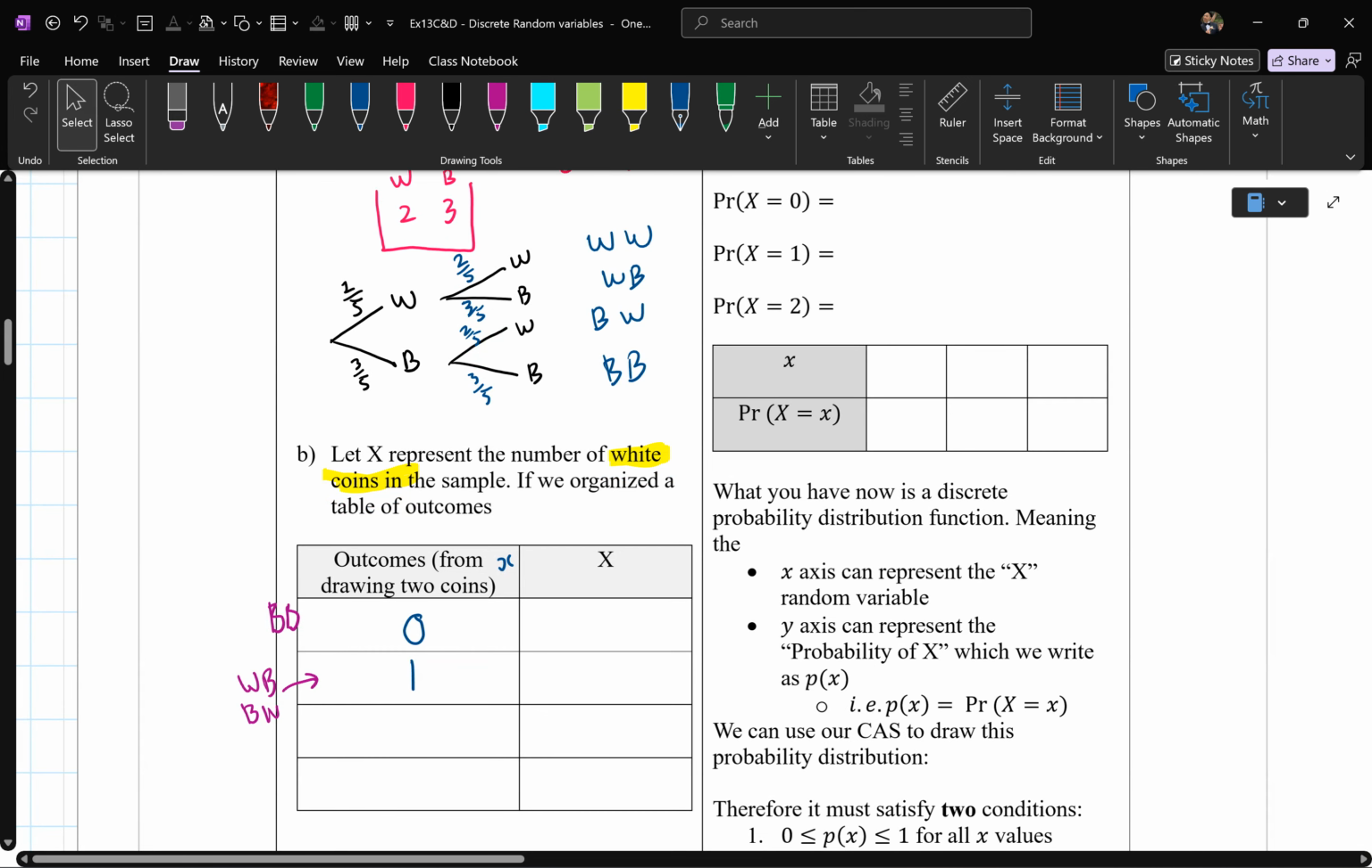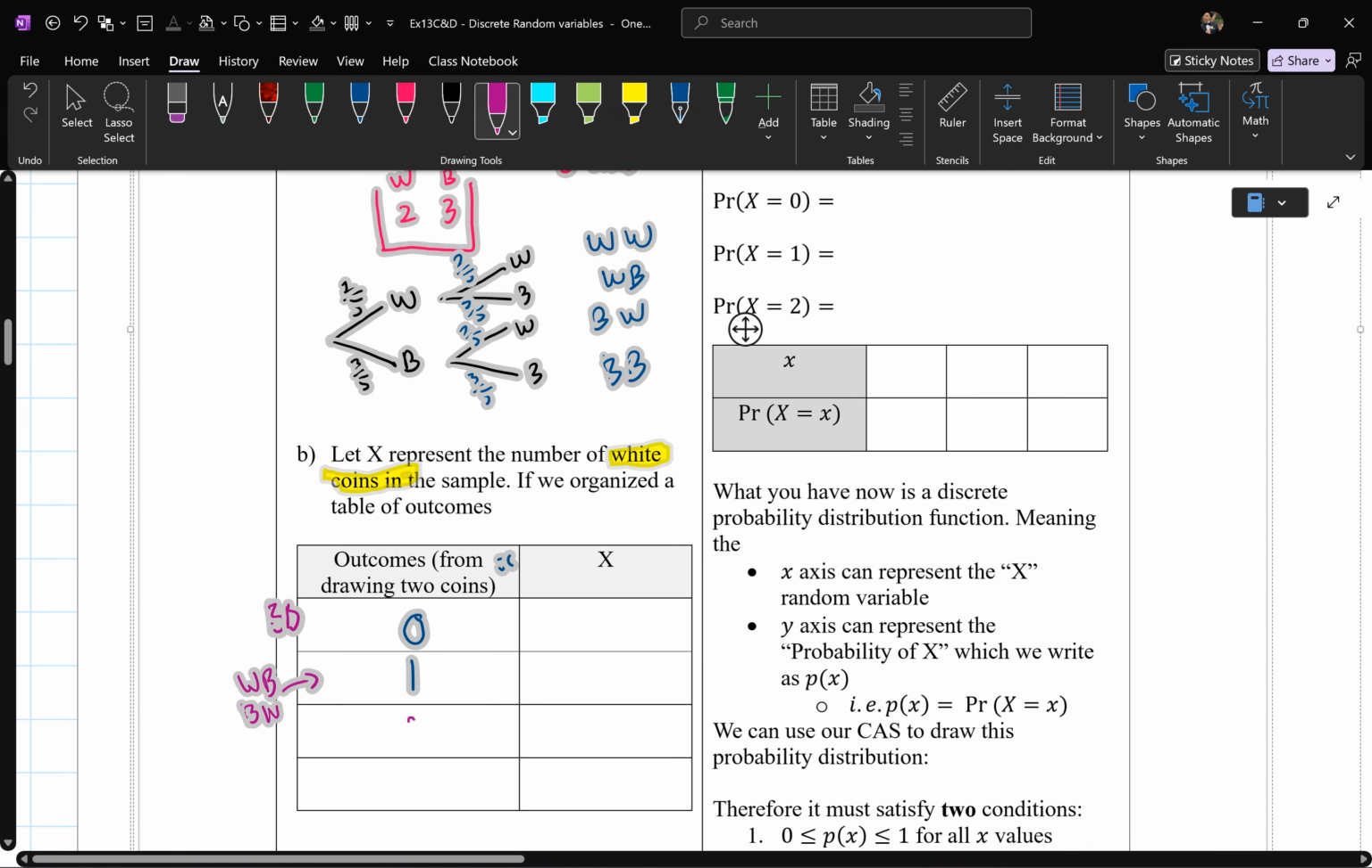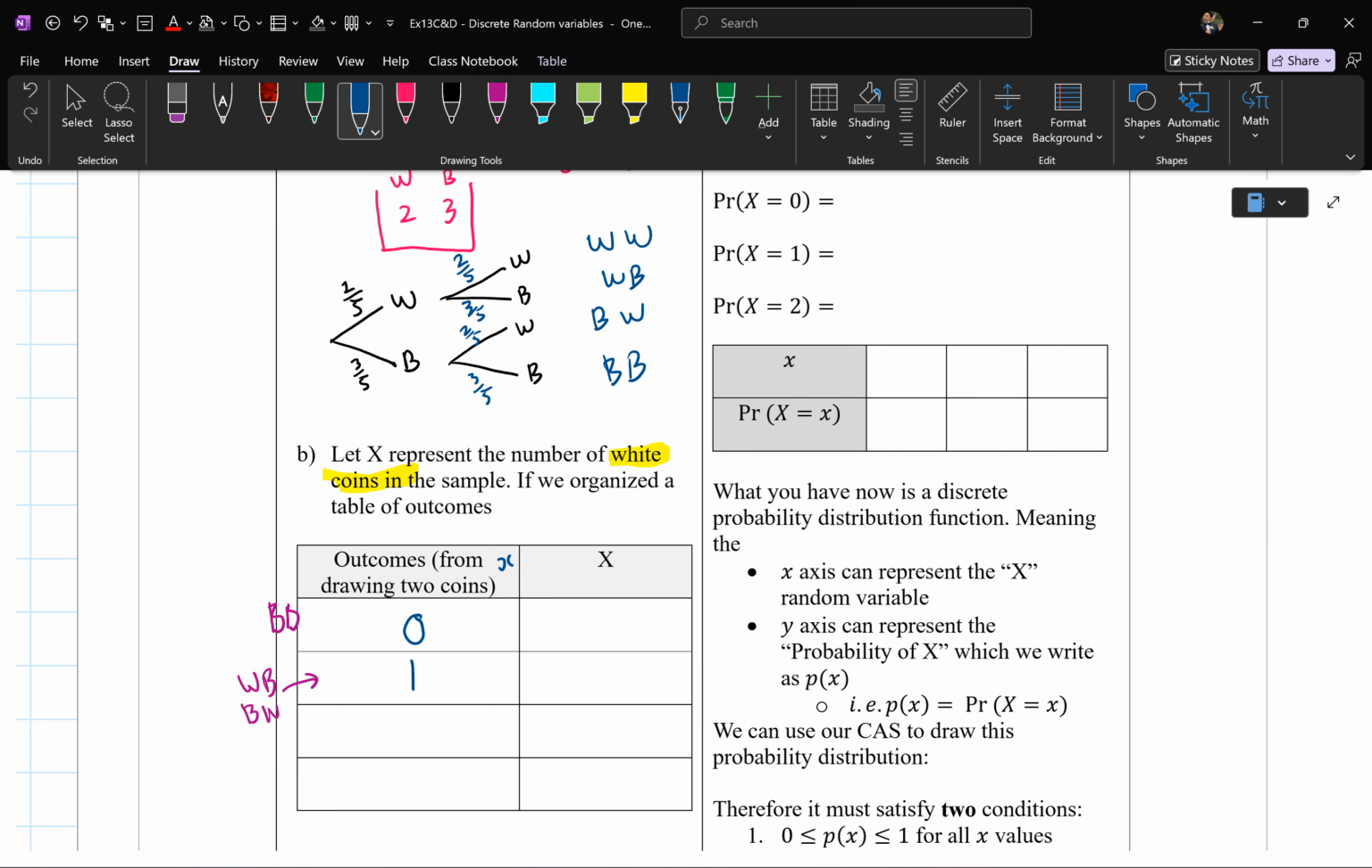What's the next one? 2. Well, we just did 1. You can have 2. So if you have 2 white coins, that's W and W. But the reason why there's four rows there is because I actually split it up initially so that you can see the difference. So this is 1 and 1. Technically, when you do the table, you don't count it twice. But because I'm showing you the possible outcomes, we'll write it as 2 there.